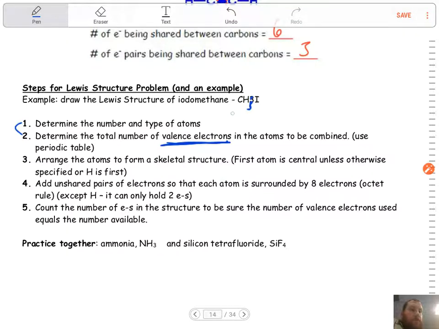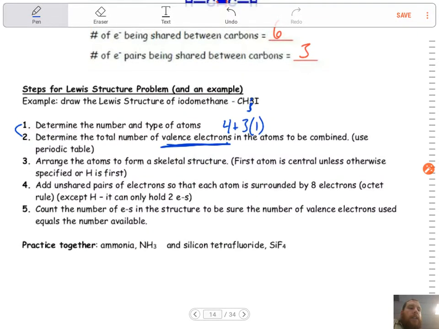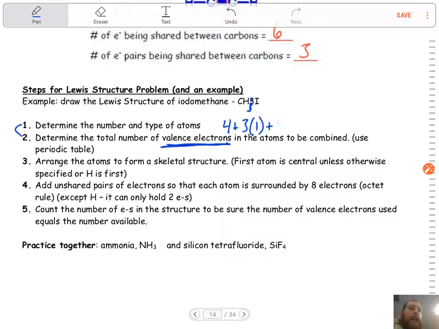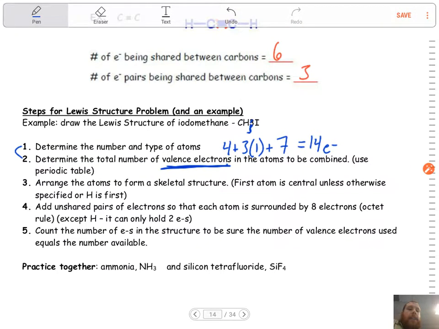So here we go. All right, carbon, I've got one of those. Carbon brings 4 valence electrons. I've got 3 hydrogen atoms. Each brings 1 valence electron to the party. And then iodine has 7. So I want to add all those up. 4 plus 3 plus 7 is going to be 14 total valence electrons. So that means I have 14 electrons that I've got to account for in my structure. So there's steps 1 and 2, figuring out how many valence electrons I have.